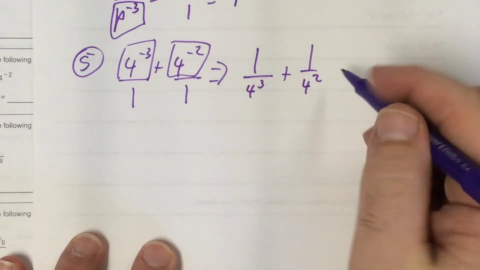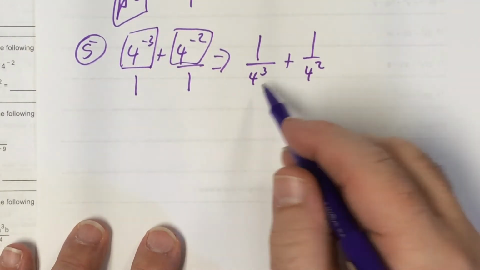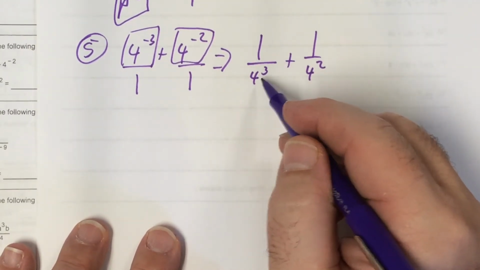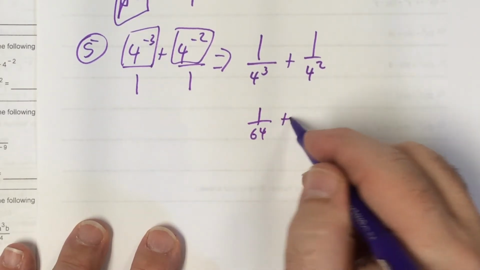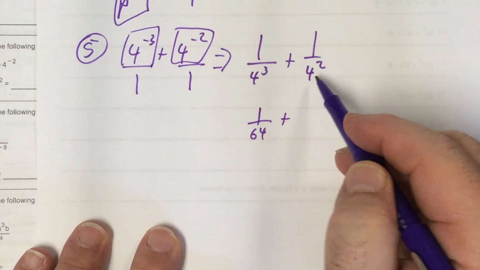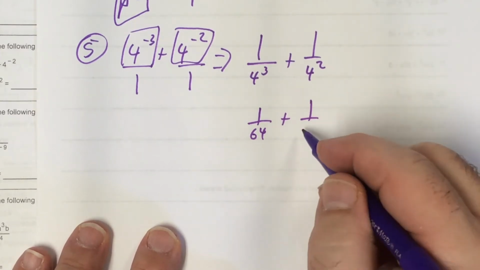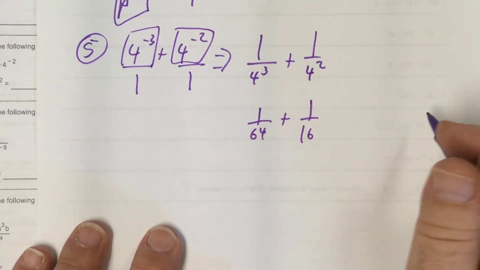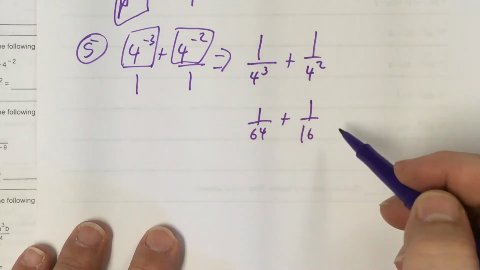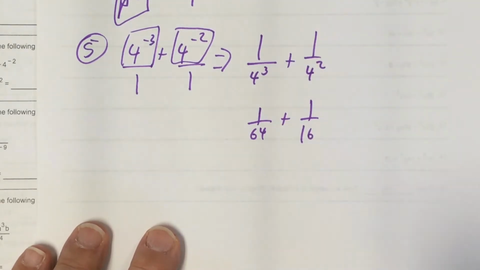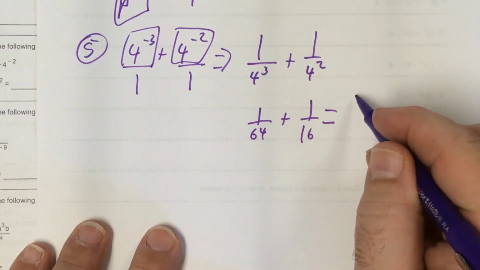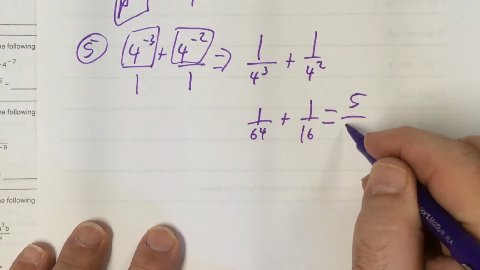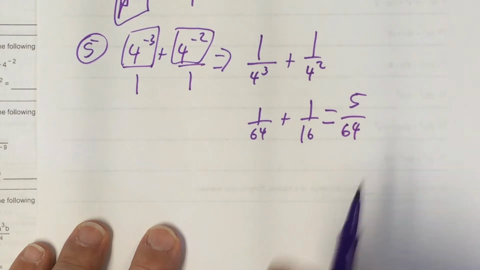If I carry the math of that out a little more, in fact, I'll do this below here. 4 to the third is equal to 1 over 64. 1 over 4 squared is equal to 1 over 16. Now, you could take this on your calculator and add this up right away, and you can check my mental math against this, but if my mental math is correct, your final answer is going to be 5 over 64.